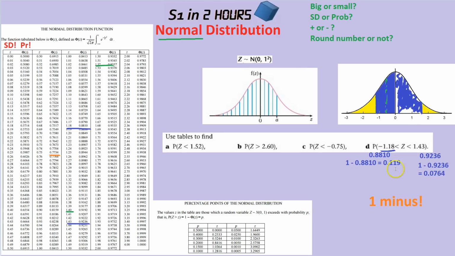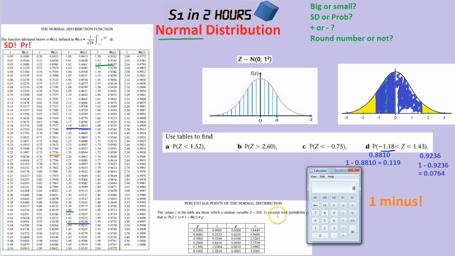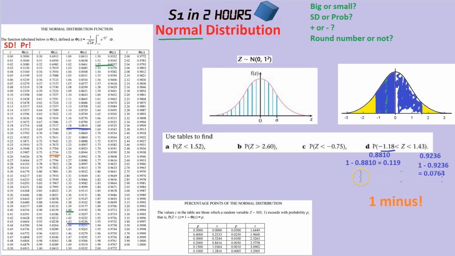If we add those two yellow bits together, the 0.0764 and the 0.119, we can see what all the yellow bits add up to. And that answer, I won't try any more mental maths, is 0.1954. Can you guess what we do now that we've worked out what the two yellow bits add up to, to find the blue bit? If you guessed 1 minus, you'd be absolutely right.